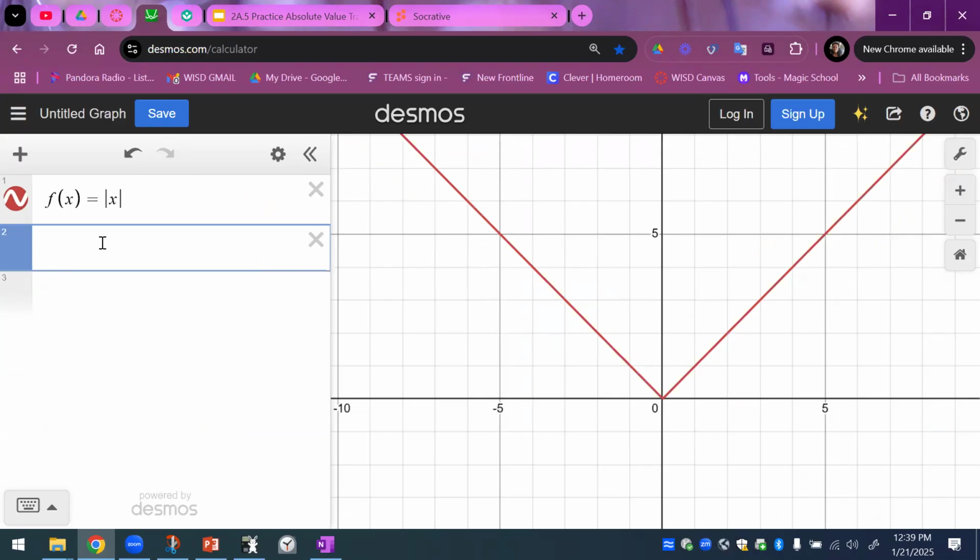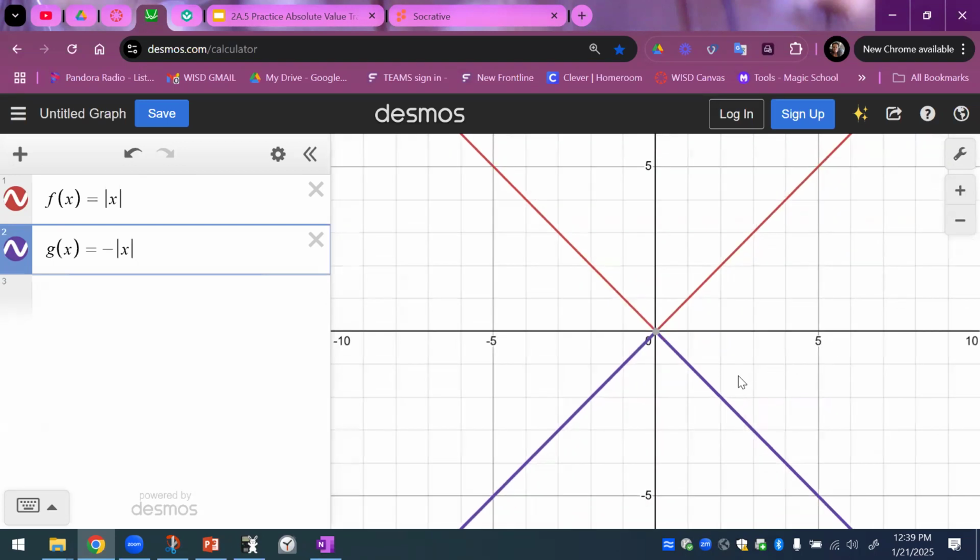So our reflection over the x-axis is our first one. And that's going to be g of x equals, and it's going to be a negative on the outside of my absolute value. What did it cause my function to do? It reflected over the x-axis. Do we see that? Okay.